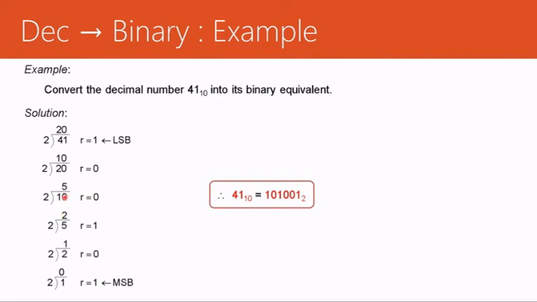And the quotient of this will again be divided by 2. So 10 divided by 2 is 5, with a remainder of 0. And the answer of this will again be divided by 2. So 5 divided by 2 is 2, with a remainder of 1. And we have here 2 divided by 2 is 1, with a remainder of 0. And 1 divided by 2 is 0 with a remainder of 1.